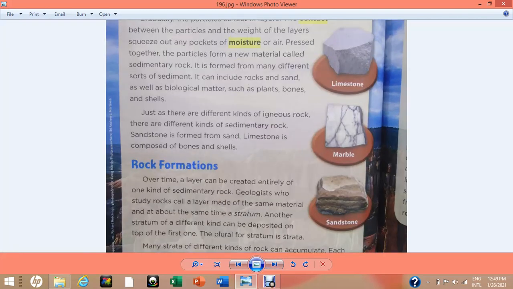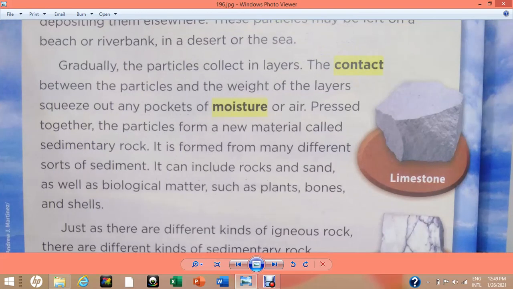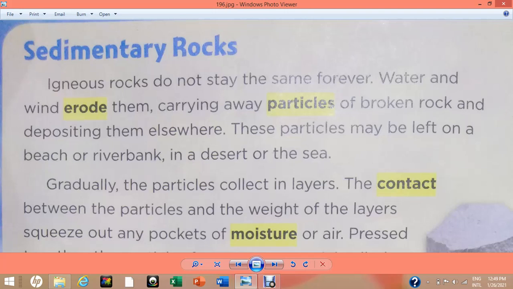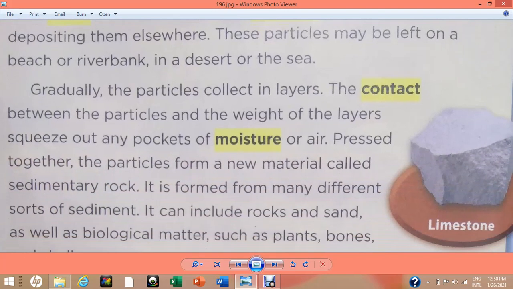Now here it is, page number 196. The title of this passage is Sedimentary Rocks. Igneous rocks do not stay the same forever. Water and wind erode them, carrying away particles of broken rock and depositing them elsewhere. These particles may be left on a beach or riverbank, in a desert or the sea.